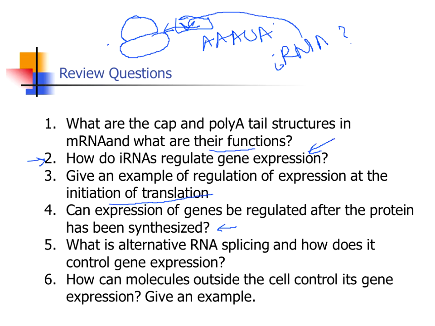Yeah, so Victoria is saying you can have cleavage of the protein to activate it, right? You can activate by cleaving the protein at certain points. That's one way. Another way is you could break down the protein. You could have enzymes that break down the protein. Okay. What is alternative RNA splicing, and how does it control gene expression?